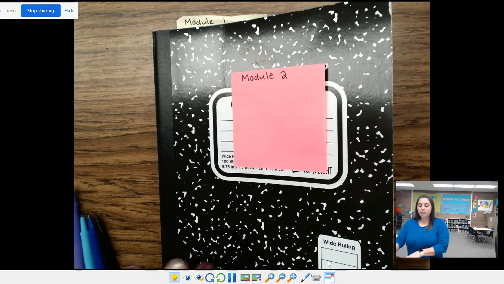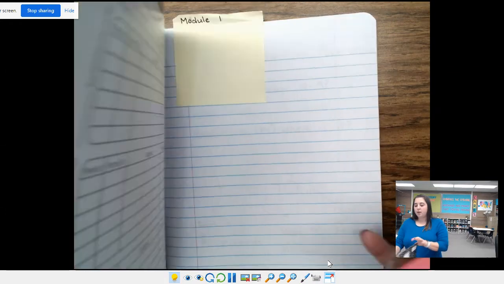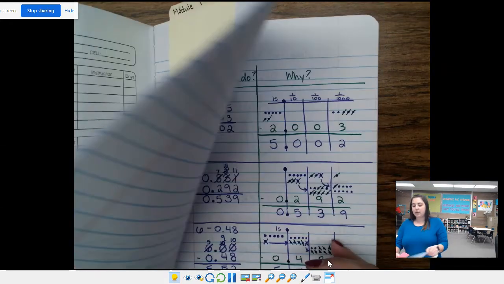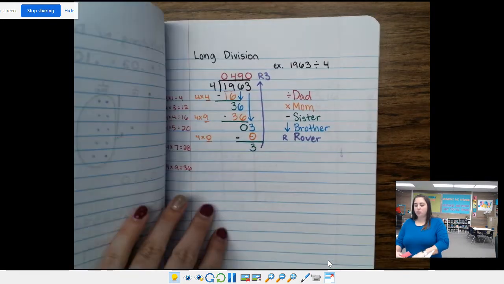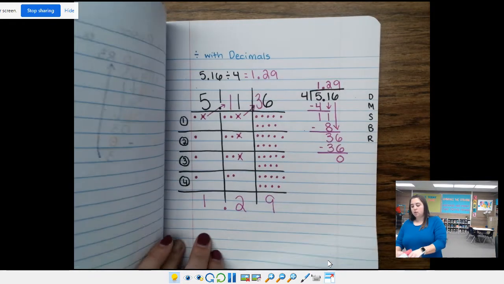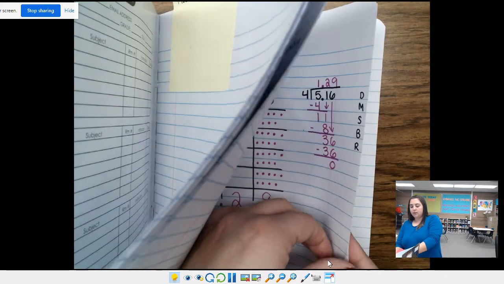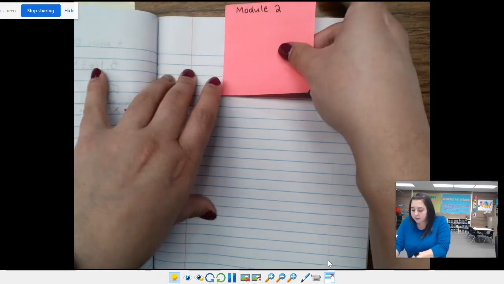Okay, so now you have your notebook. Let's open up and find your next blank page. Don't skip any pages. Just go through. Oh, there's something on here. Aha, the next blank one. And I am going to place it on here.